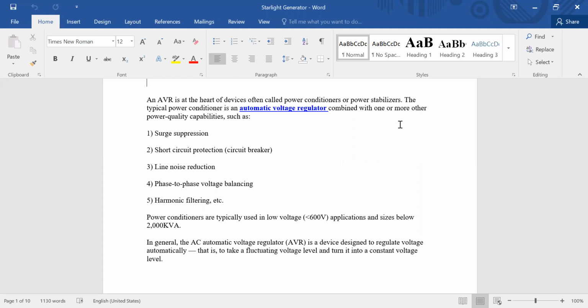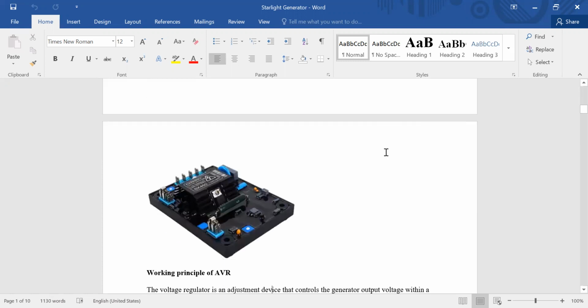Applications: in general, when we are talking about the automatic voltage regulator, it is a device designed to regulate voltage automatically. So it takes a fluctuating voltage level, and whenever the fluctuations are there, it turns it into a constant voltage level. So automatically voltage regulating now. So this is the diagram shown here.